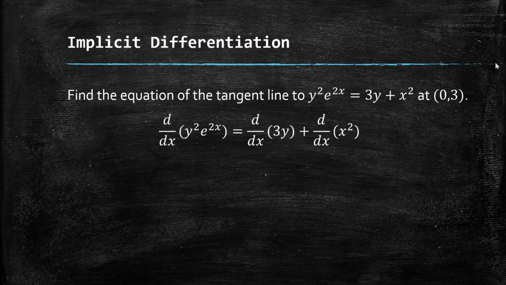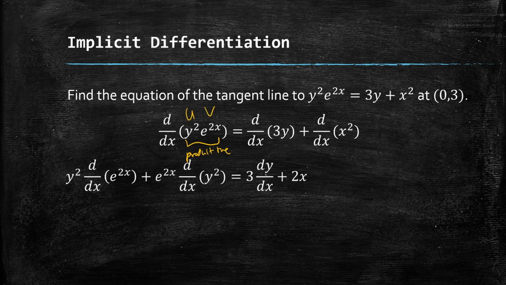Take note that for the derivative of y squared e to the power of 2x, we'll use the product rule here. So this is our u, this is our v. That's why we have this: u dv plus v du. Then of course, for the right side, it's very easy to get the derivative. We have the derivative of 3y, that is 3, and the derivative of y with respect to x is just 1, but there's also y, so we have dy/dx. Then the derivative of x squared is just 2x.